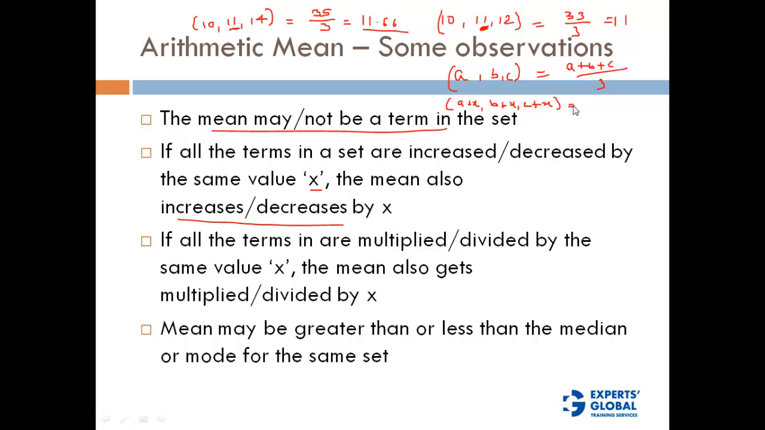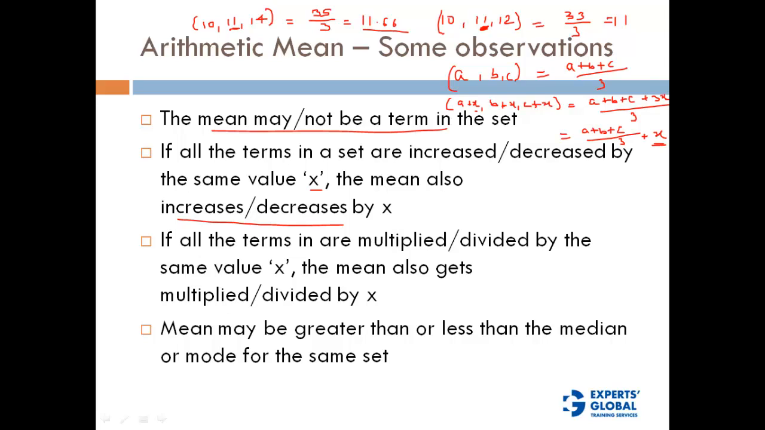Here the mean is going to be A plus B plus C plus 3x divided by 3. Correct? So which is going to be A plus B plus C by 3, plus 3x by 3, which is x. So if we add x to every individual term, the mean also increases by x. If you are adding x, the mean is the original mean plus x. If you are decreasing x, A minus x, B minus x, C minus x, the mean is going to be A plus B plus C by 3 minus x.